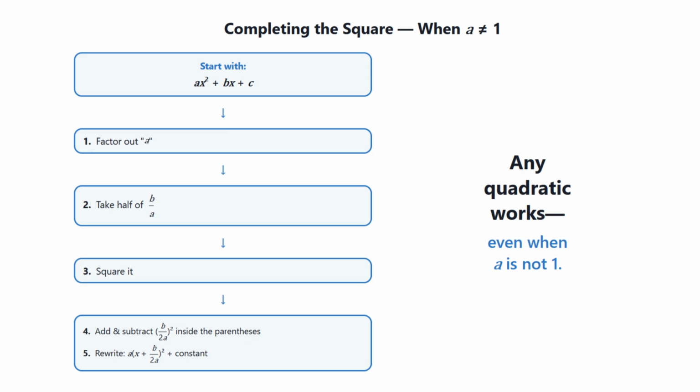These are questions that involve scaling, stretching, or compressing of parabolas, transformations that change the steepness of the curve but don't change the fundamental shape. Any quadratic works with this method, even when a is not 1. That's the power of understanding the technique deeply rather than just memorizing steps.